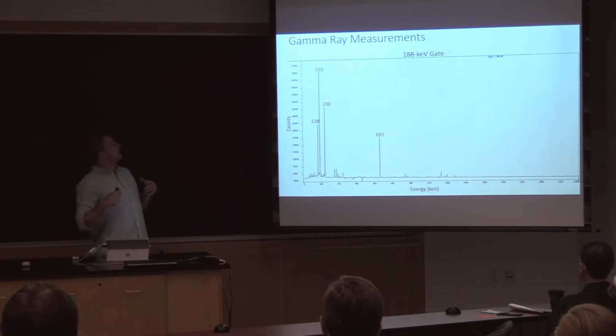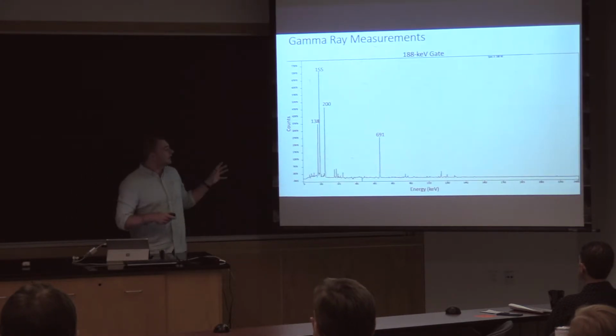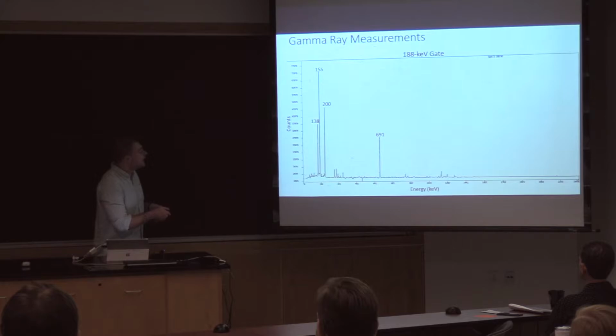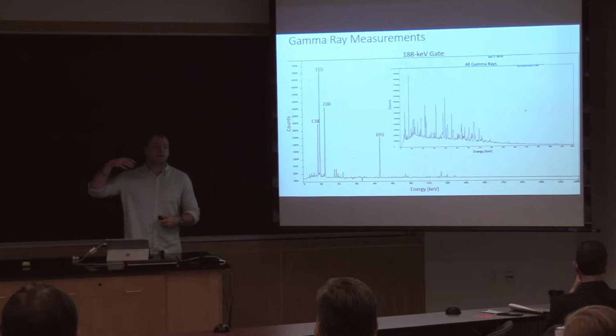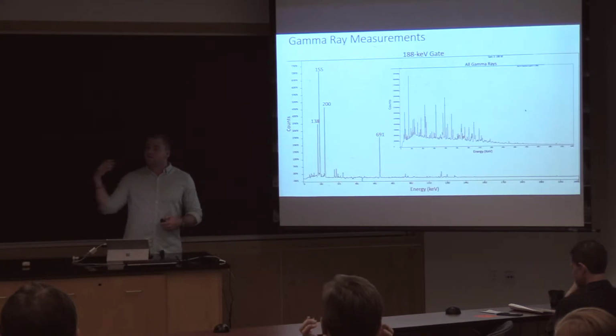Now to give you an idea what the data looks like after gating, it looks a lot cleaner. Most of the gamma rays we see here belong to gallium-70, and as you can see, the background went way down. If you compare it back to the raw data from before, all these gamma rays would likely be lost in the background here. So gating is a very powerful technique in order to analyze this data.